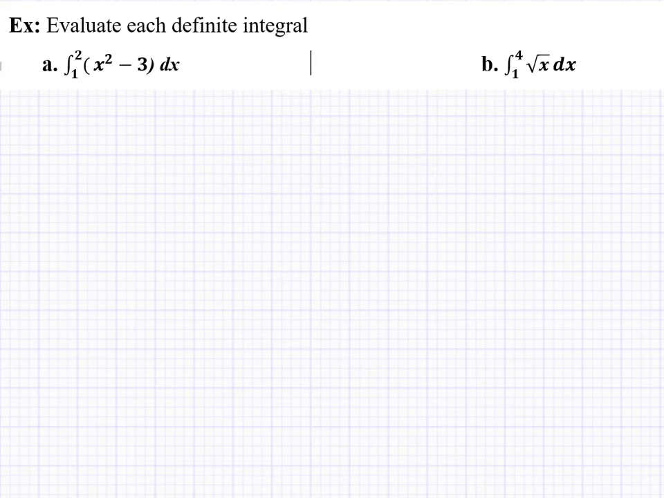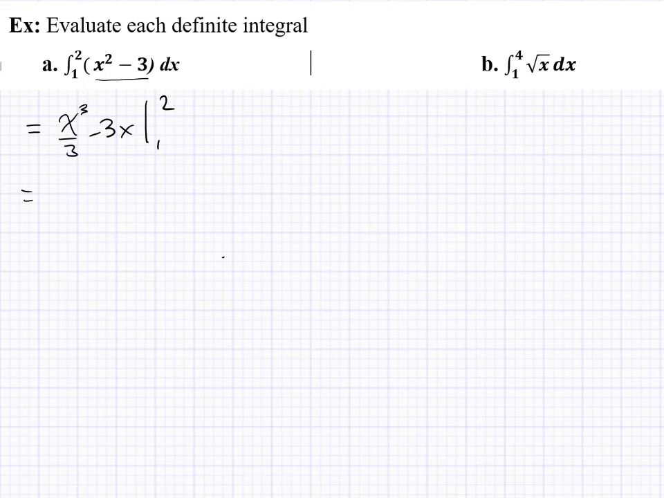Okay, so here are two really simple definite integrals that we can do. Let's look at A first. In A, we have the integral from 1 to 2 of x squared minus 3 dx. First thing I'll do is find the antiderivative. This should be really easy. x cubed over 3 minus 3x. And now I'm going to evaluate it between 1 and 2.